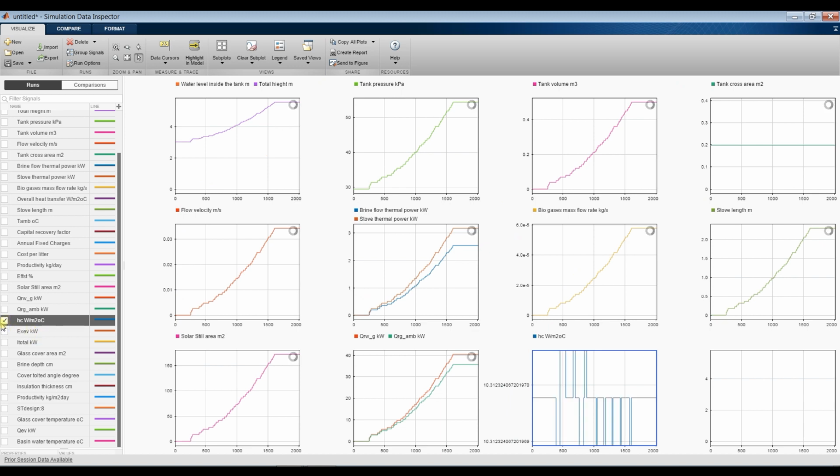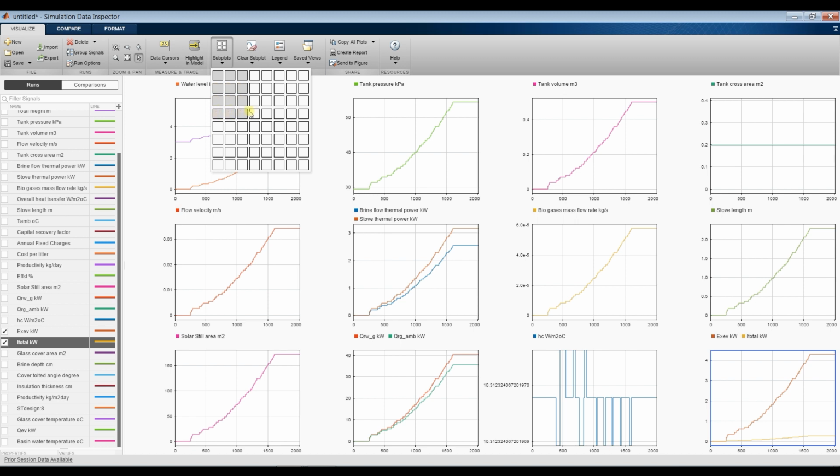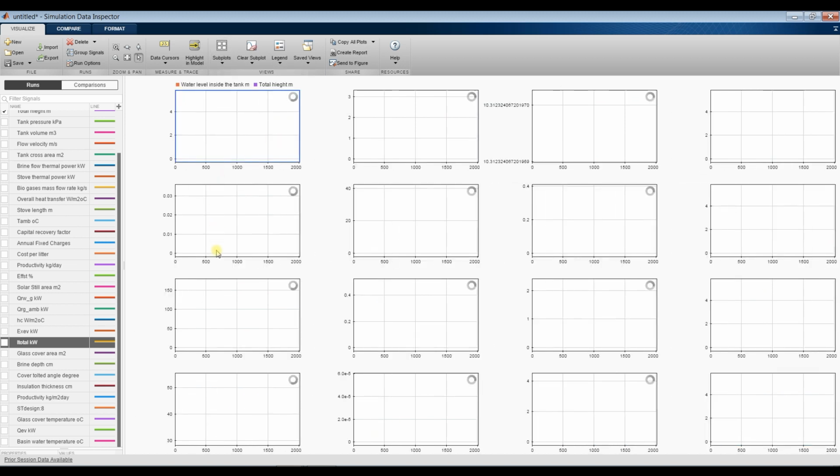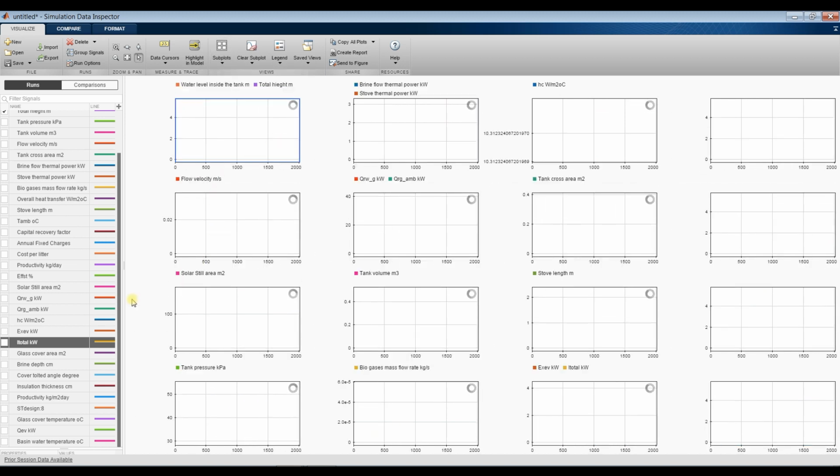And this is your exergetic analysis. Exergy, total exergetic, and glass cover area. You can add more figures from here. We can add more figures from here, because there are so many parameters.